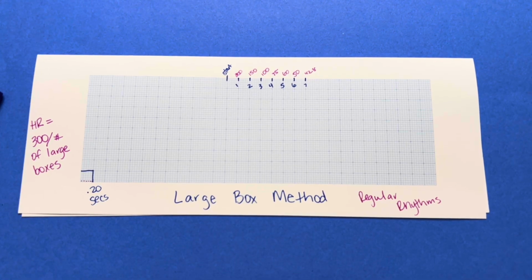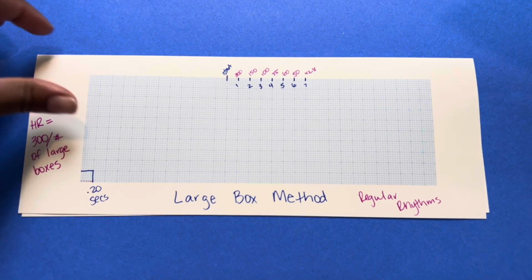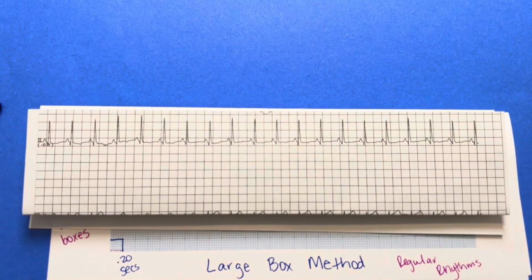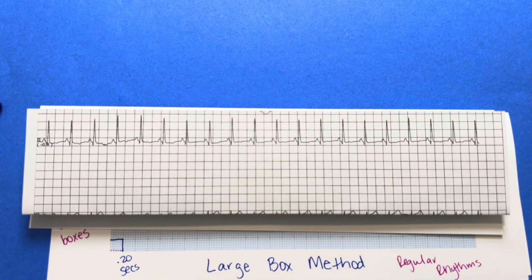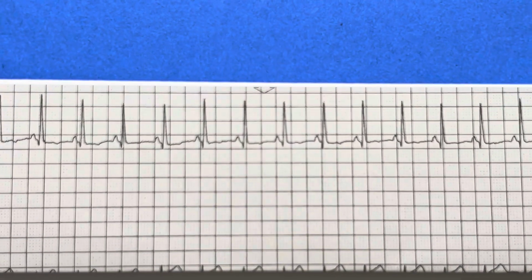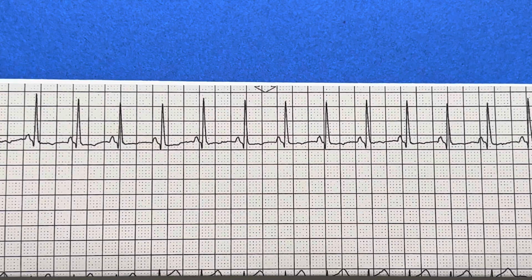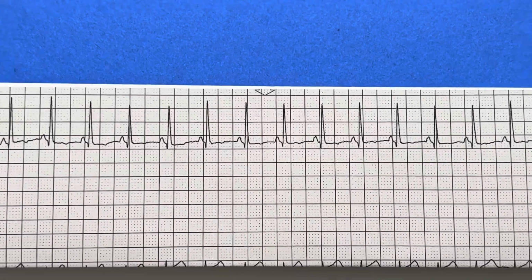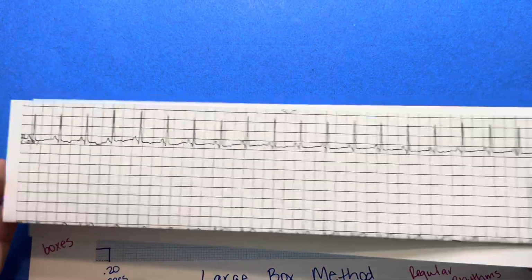So I'm going to show you a strip that the large box method works for. Remember, large box method works for regular rhythms, and it works whenever you do not have a 6-second strip. So here is a great opportunity to use the large box method. This strip is actually 10 seconds long, so you can't use the 6-second method. You would actually have to use the 10-second method, which means however many QRS complexes you have, multiply by 6. That math isn't as easy, so that's why the large box method works on this one.